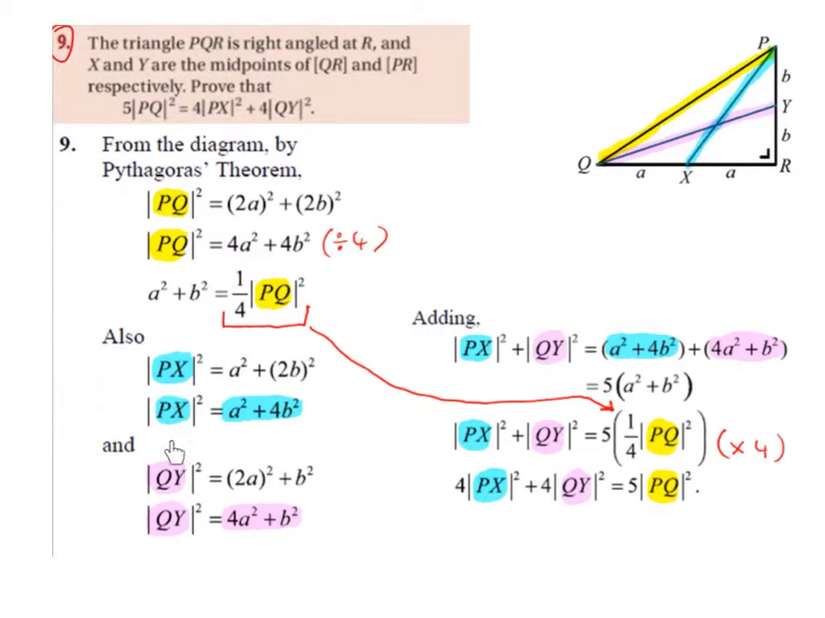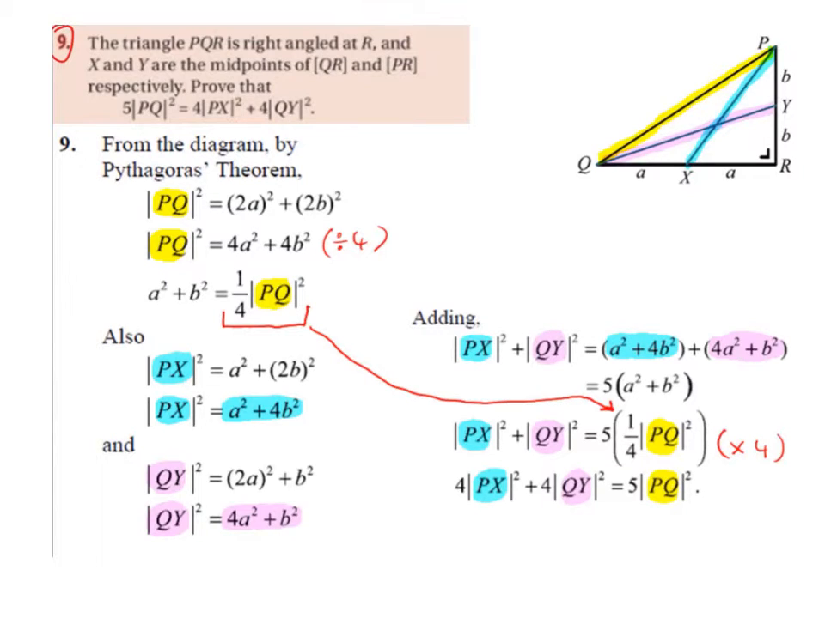And likewise, QY squared is equal to (2a) squared plus b squared. So if we take the triangle QYR, the hypotenuse is QY, one of the sides is b, and the other side is going to be 2a, since a plus a is 2a. So QY squared is equal to b squared plus (2a) squared. So QY squared is equal to (2a) squared plus b squared. (2a) squared is 4a squared. So QY squared is equal to 4a squared plus b squared.